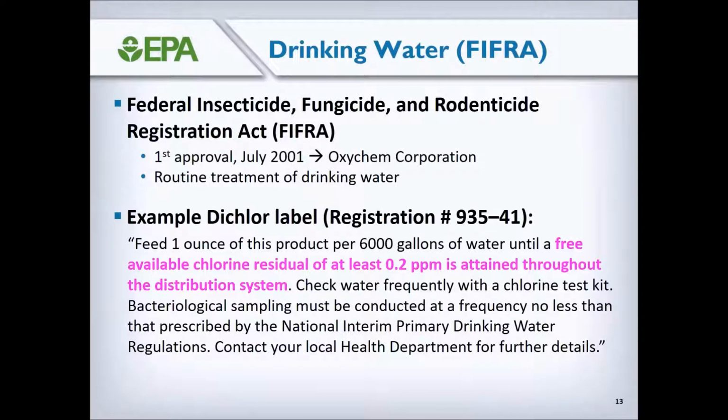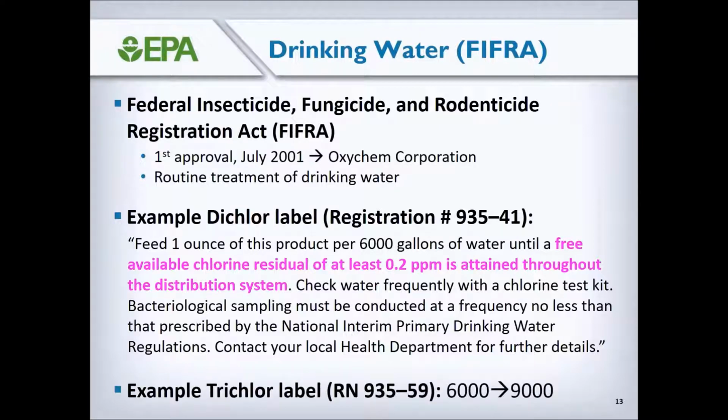Just to give you an example, here's a dichlor label that I provided in your notes, which you might find on the product. It basically tells you to add it until you get 0.2 milligrams per liter throughout the distribution system. And if you saw a trichlor label, it's basically the same label, except you're adding 1 ounce to 9,000 gallons versus 1 ounce to 6,000 gallons, because trichlor has more chlorine in it.